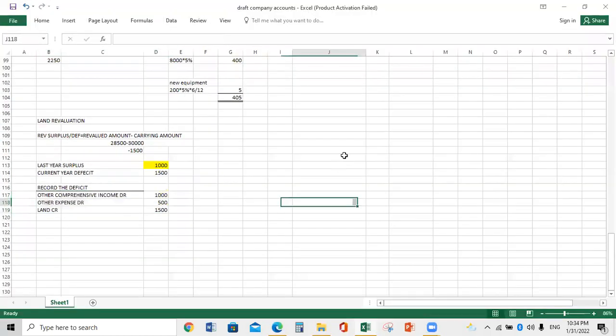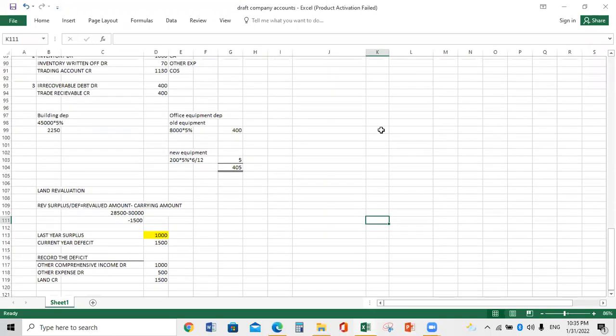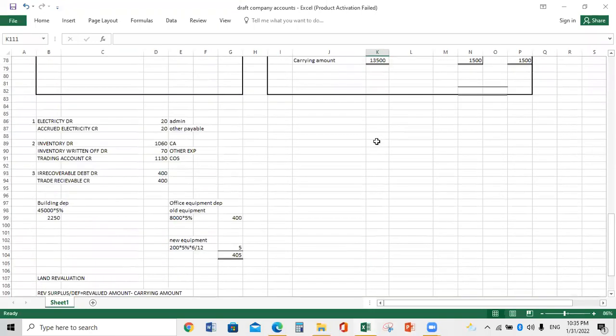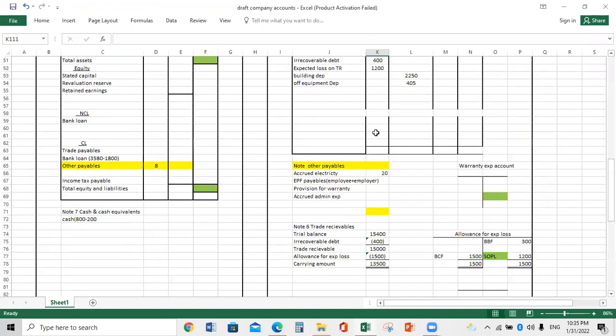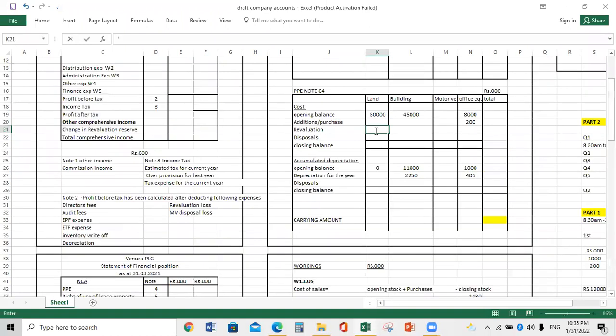If there is a last year surplus, first of all, cancel the surplus through OCI. Then, guys, the remaining only record as an expense. So let's quickly go and adjust it. Now, land account credit means minus. Go and deduct it. Land account credit by 1,500. So deduct the land 1,500.